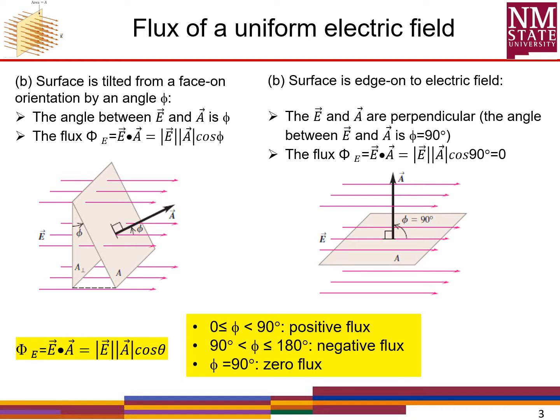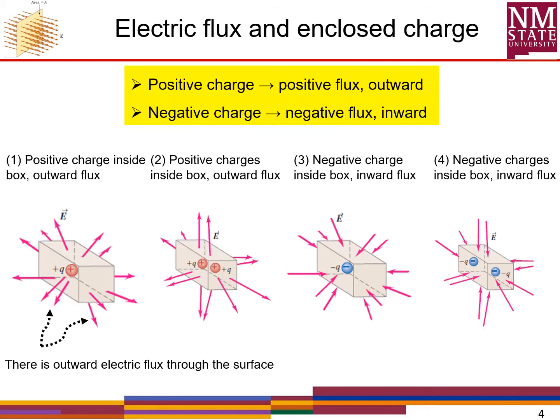If the angle is equal to 90 degrees, then we have a zero flux. So we already discussed these things. So now let's talk about electric flux and enclosed charge. What you can see here is that if you have a positive charge, then we say we have an outward flux. If you have a negative charge, then there is an inward flux.